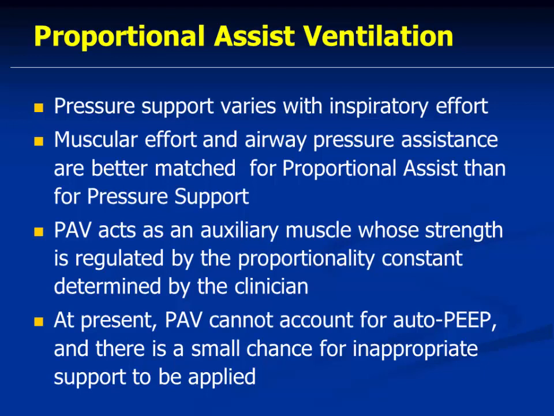Another mode, proportional assist ventilation, is a pressure support that varies with the inspiratory effort. Muscular effort and airway pressure assistance are better matched for proportional assist than the pressure support. PAV acts as an auxiliary muscle whose strength is regulated by a proportionality constant determined by the clinician. So the philosophy here is, if you ask more, the ventilator will give more. If you ask less, the ventilator will say thank you very much, take whatever you like. At present, PAV cannot account for auto PEEP. There is a small chance of inappropriate support being applied.